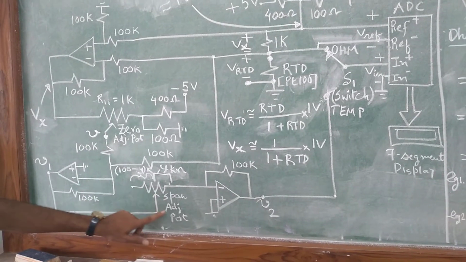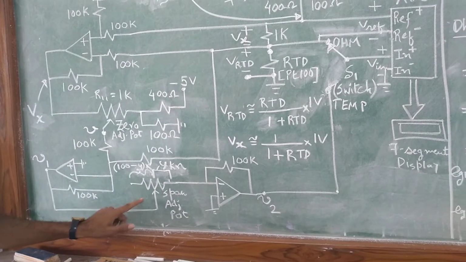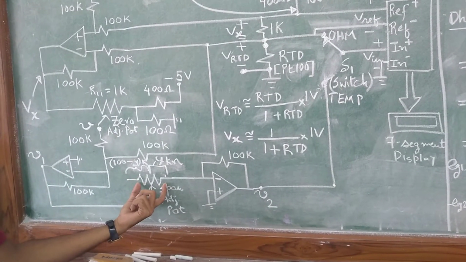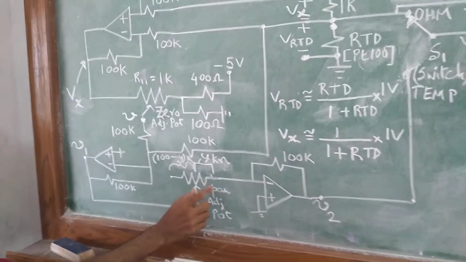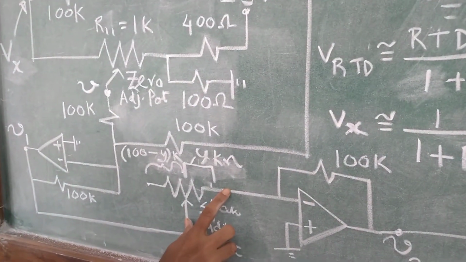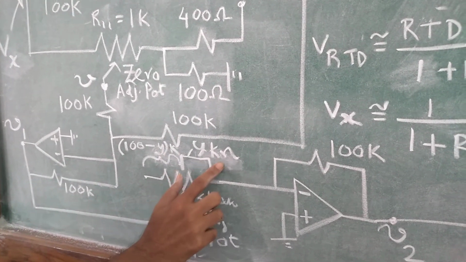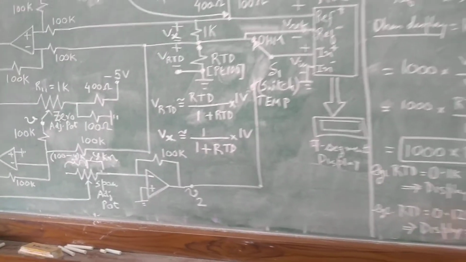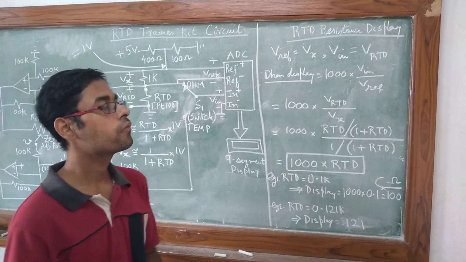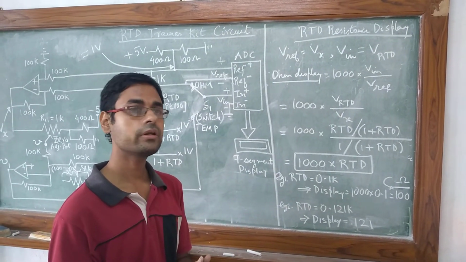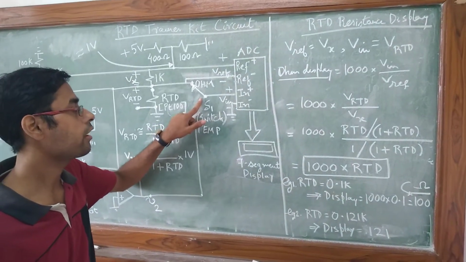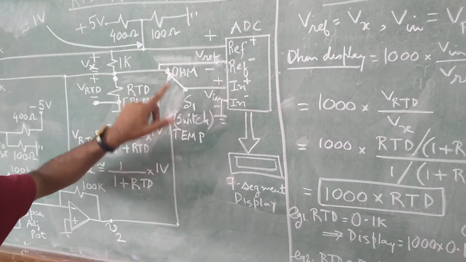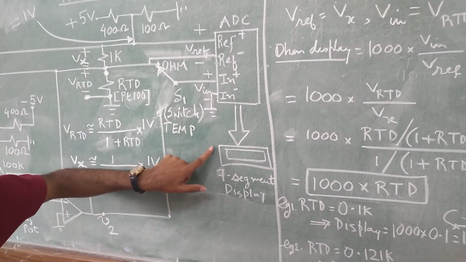Moving forward, you have the span adjustment pot, but this is an inverting amplifier, so we can break this 100 kilo ohm into two parts. The wiper position right here till this node will lead to a resistance of Y kilo ohm, and the other half is 100 minus Y kilo ohm. So if you remember from the experiment, we had a switch and we flipped this switch to the ohm point, and the display showed the corresponding value of resistance of the RTD in ohms.